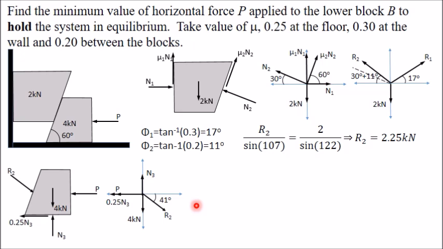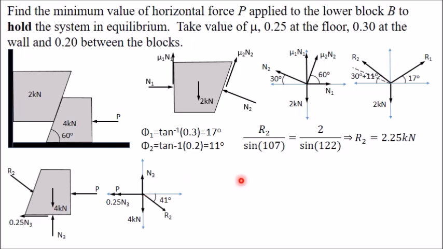In this particular case, I am not replacing N3 and 0.25 N3 by a single force R3, because even if I convert these two forces into a single force, you cannot apply Lami's theorem, because the number of forces will be more than 3: P, R3, R2 and 4 kilonewton. Therefore I am not converting that into a single force. Directly you can apply summation Fx equal to 0 and summation Fy equal to 0, which are the equations of equilibrium.